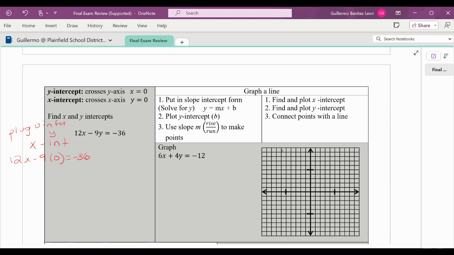Remember, this should be pretty quick. Anything times 0 is 0, that cancels. So you get 12x equals -36. How do you get rid of the 12? Divide, and you get x equals -3. So that's your x-intercept.